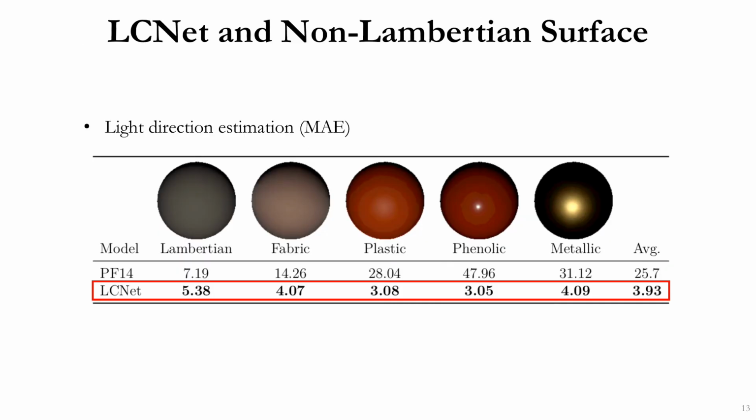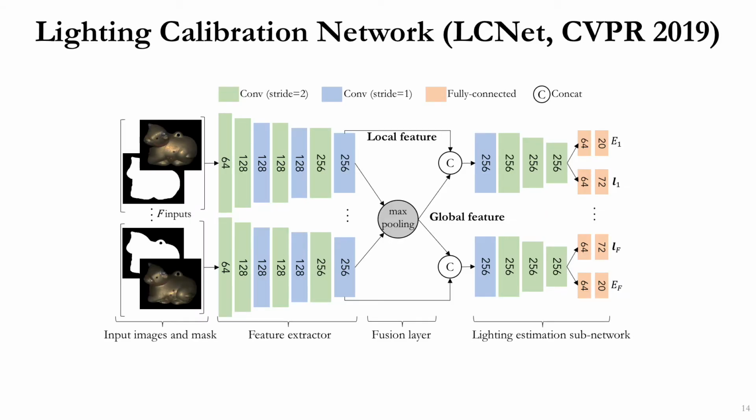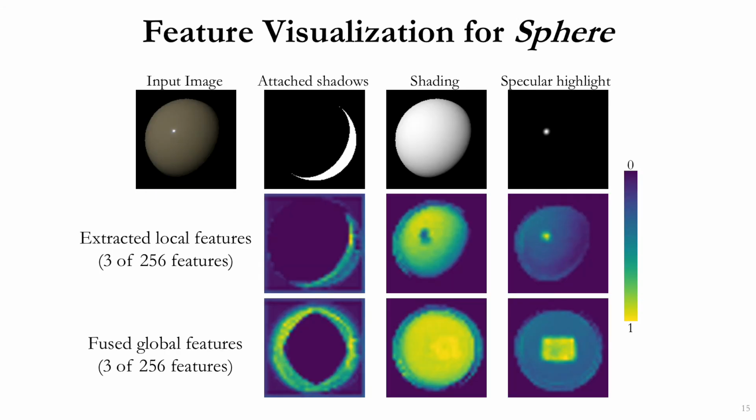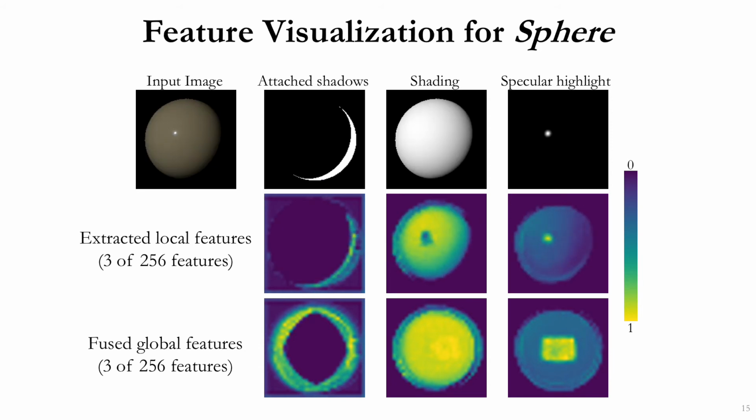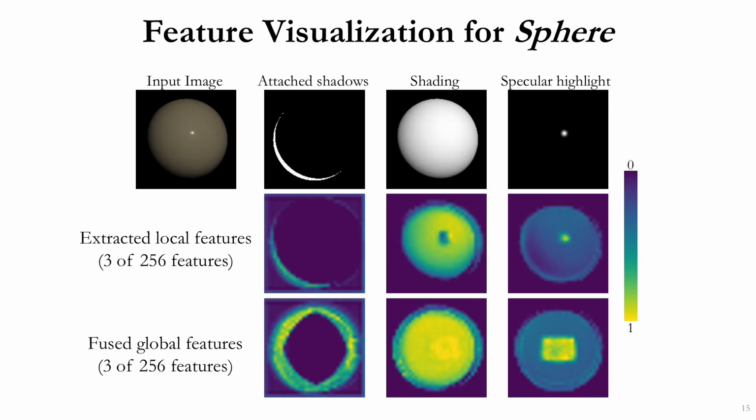We then test LCNet and PF14 on different BRDFs. Compared with the non-learning method, LCNet performs particularly well for non-Lambertian surface, indicating that specularity is helpful for lighting estimation. To understand what has been learned by LCNet for lighting estimation, we visualize its learned local and global features. We find that the sum of the learned features are closely related to attached shadows, shadings, and specular highlights.